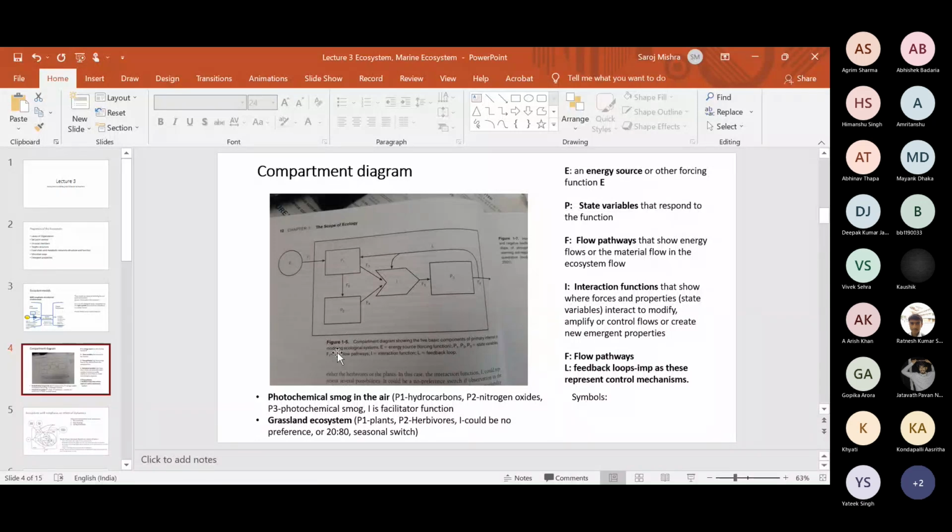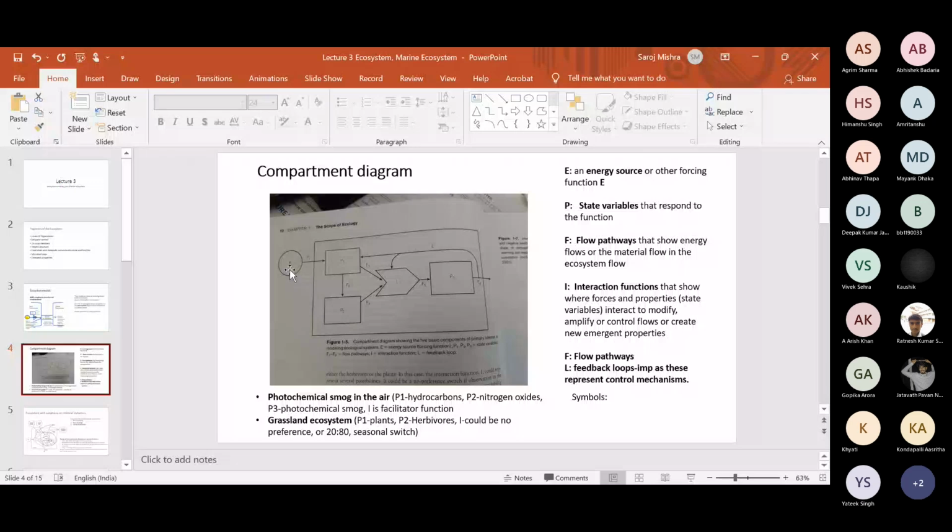So E is a source of energy, and you will see here on the right an explanation: E is an energy source or other forcing function. P is a state variable, that is, these are the parameters which are going to respond to E. And in these ecosystem diagrams, there are symbols which are used for a unique set. If it is a circle, that means it is always a source of energy. If it is a rectangle, that means it is a variable which is going to respond to this external energy source. Okay, so I hope it is clear.